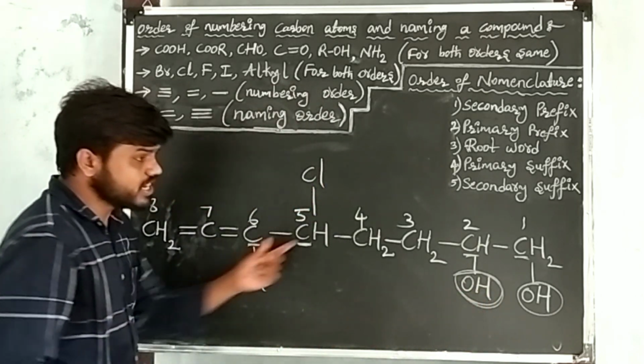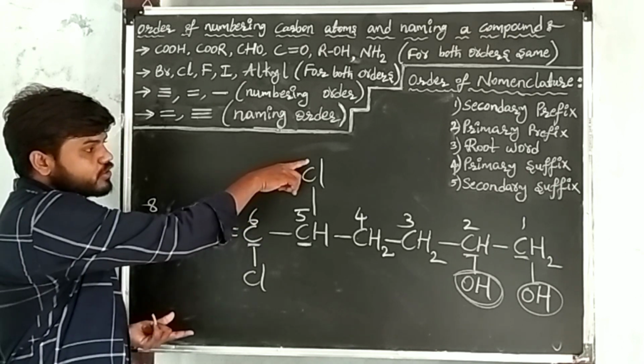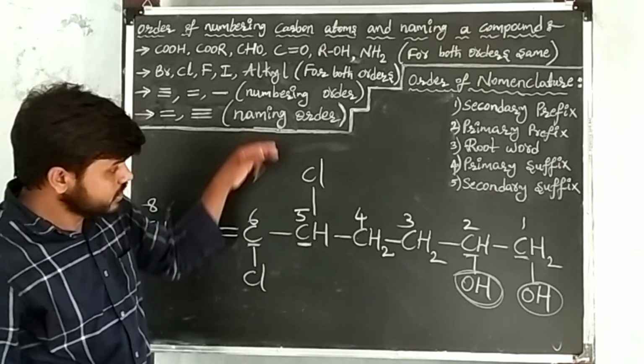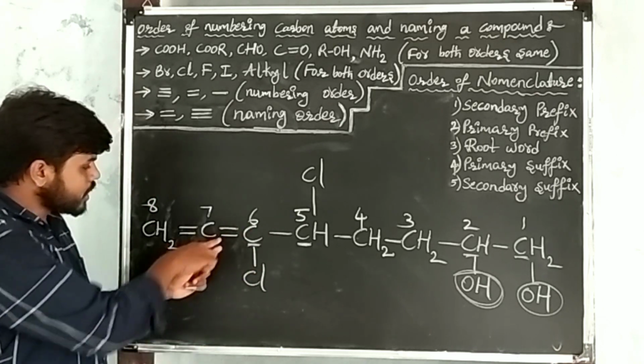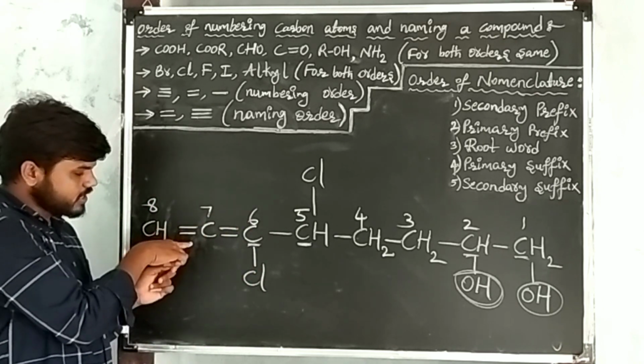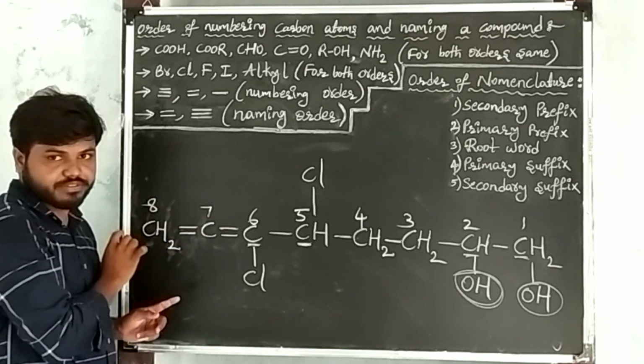After giving numbers, check the positions. One chlorine is getting the 5th position, another chlorine is getting the 6th position. Now one double bond position is 6th and the other double bond position is 7th.